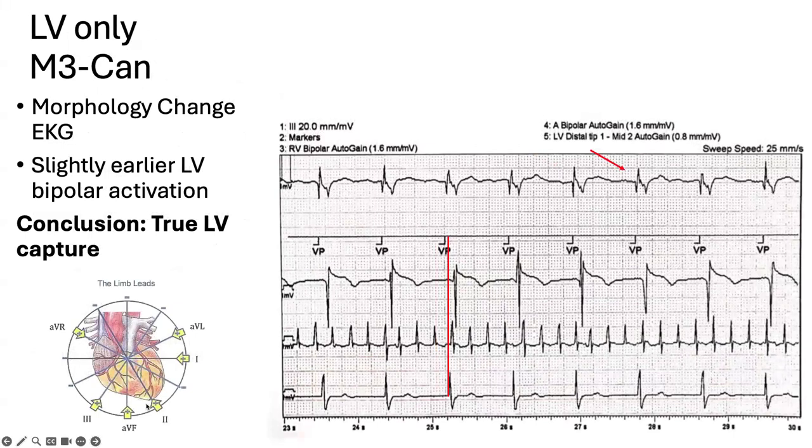Finally, you look at LV only, M3 to CAN. In this way, you see the morphology has changed considerably on the surface. This is the strongest indicator. But if you take a look at your EKGs, you can see LV activation early, followed by RV activation, which indicates that there is a delay here. Also, the patient is in flutter or possibly fib, who can tell.